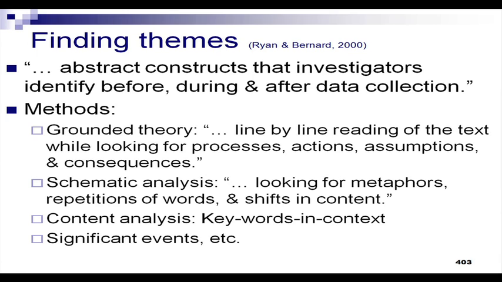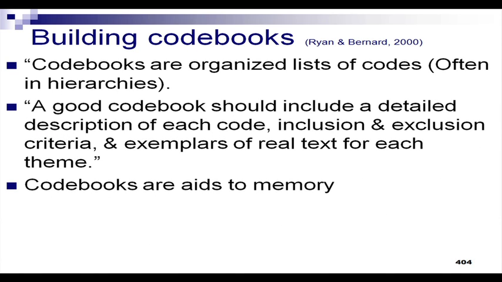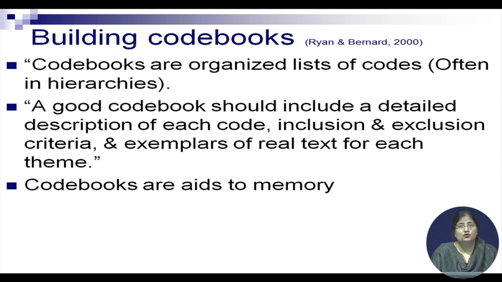Okay, then building code books. Now code books are organized lists of codes which are often in hierarchies. A good code book should include a detailed description of each code, inclusion and exclusion criteria, and exemplars of real text for each theme. Code books are aids to memory. So what we do is we build these code books. We write what the theme is and the characteristics of this theme. And these themes are arranged in a specific hierarchical list. What is more important, what comes next, etc.